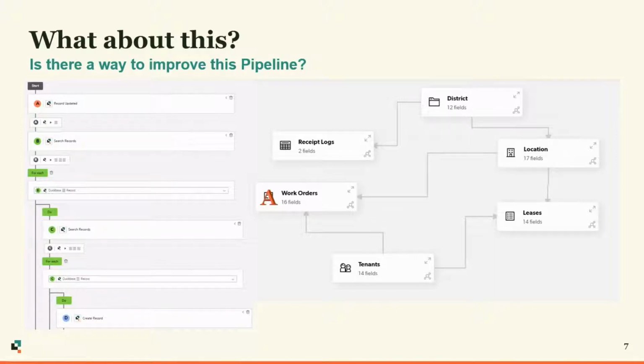When a record is updated and finished, it'll create the trigger in A. After the trigger happens, it'll search for the related locations in step B. And then from there, it'll look at the related districts from the locations in step C. Once it has all of that information, it'll finally create a new record over in step D.